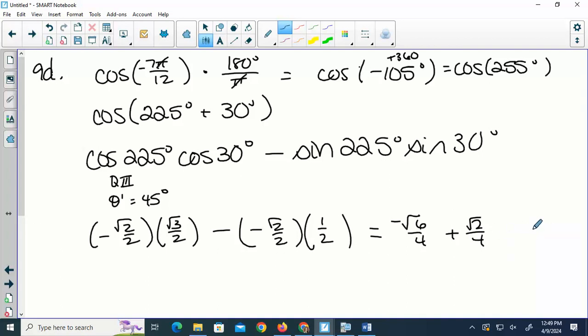Okay, you could have them flipped, or you could write it as one fraction. That part doesn't matter as long as you have all of this. Questions there? Next one.